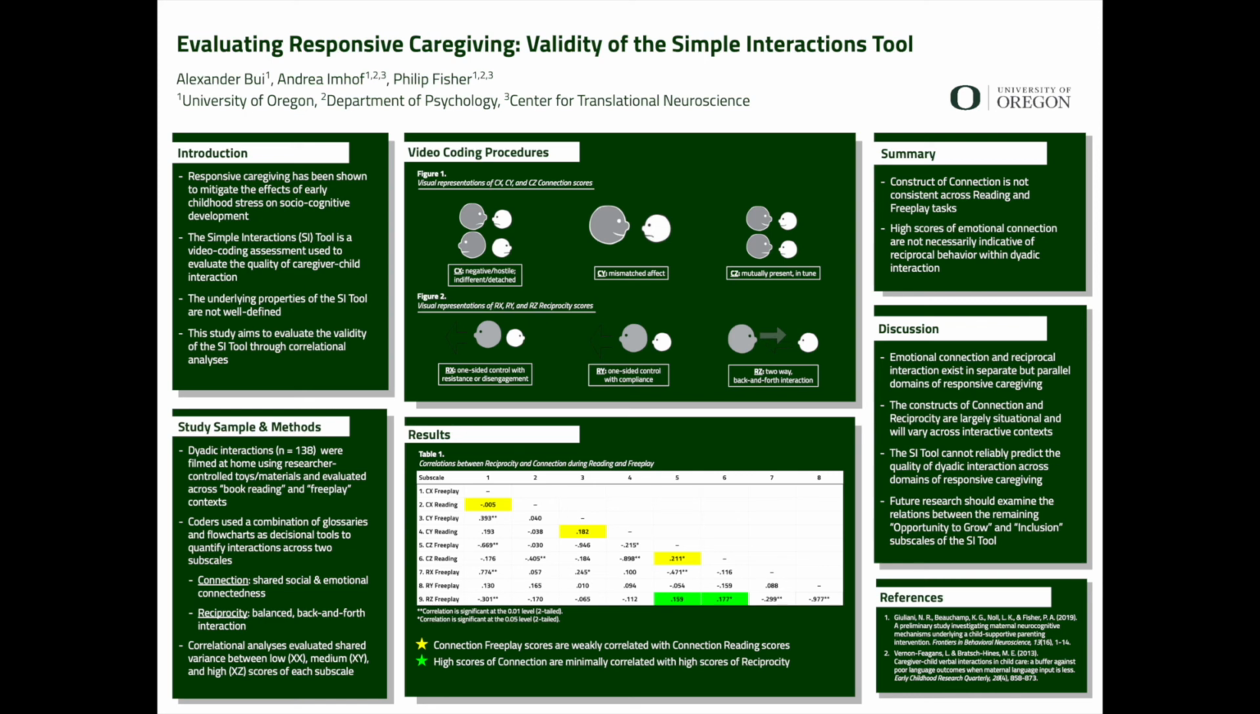This research explores only 2 of the 4 subscales of the SI tool, the others being opportunity to grow, which involves a caregiver's ability to provide guidance and support during challenging tasks, and inclusion, which relates to dividing interactions between groups of children. Future research should incorporate these 2 subscales to investigate whether responsive caregiving can be more accurately characterized using all 4 dimensions of the SI tool, or if the constructs of opportunity to grow and inclusion are uniquely related in other ways.